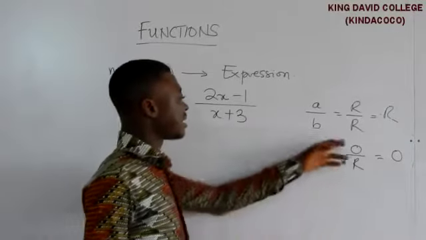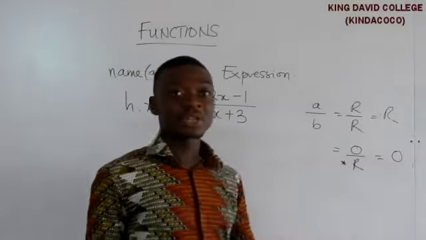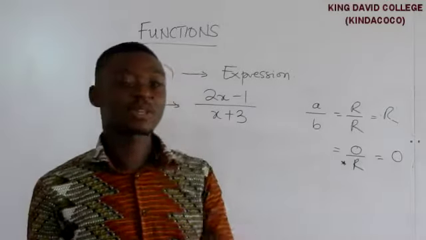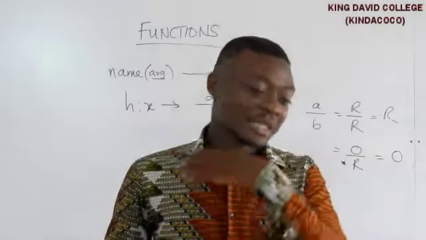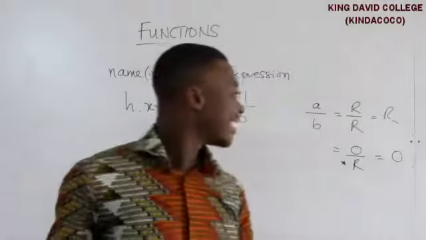So let's say 0 by 12 will be 0. 0 by 19 will be 0. 0 by 20 will still be 0. Okay.